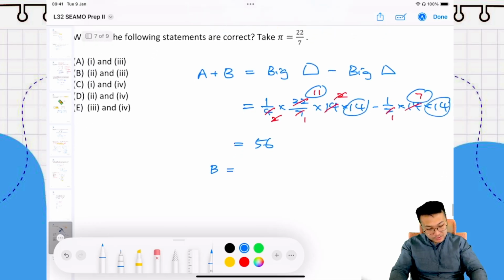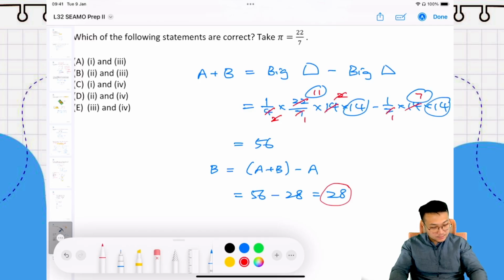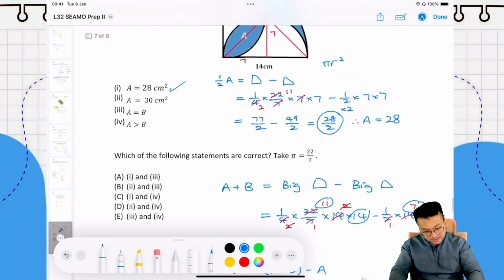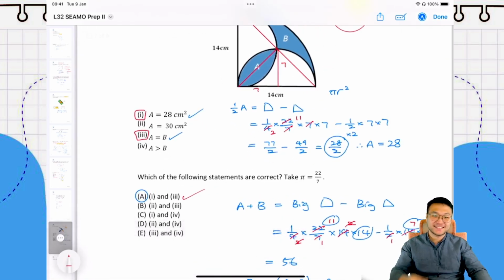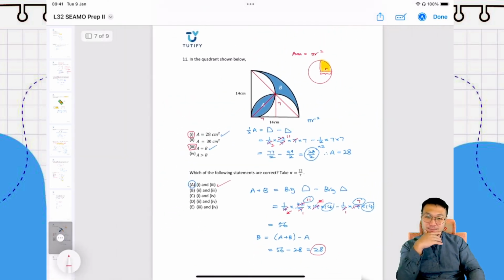Therefore, B equals the entire shaded region minus A. Oh, do you notice that B is the same as A? So then we can say that the region A is the same as the region B. Therefore, statement number 1 and statement number 3 are both correct, which means that your answer is A. Alright, students? Anyone have any questions about this?